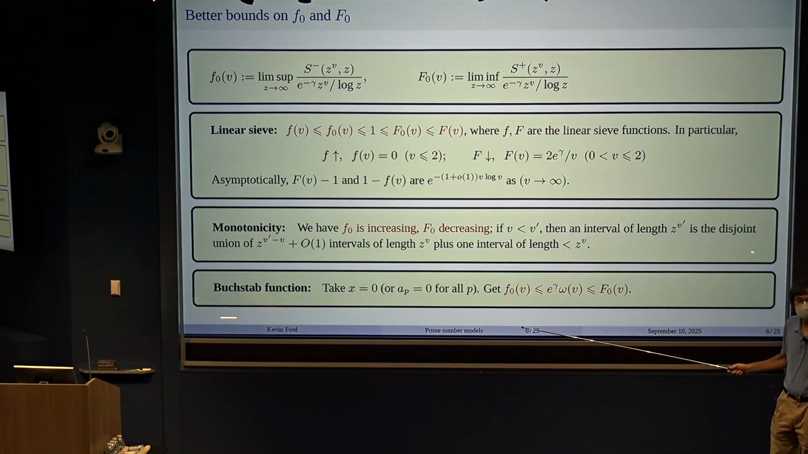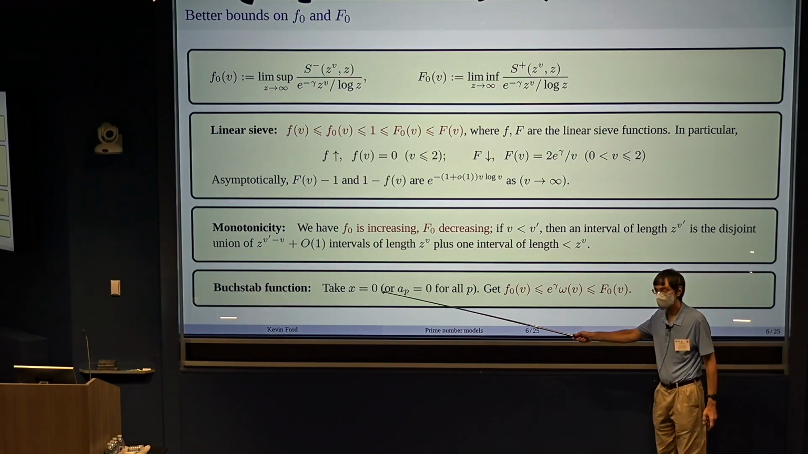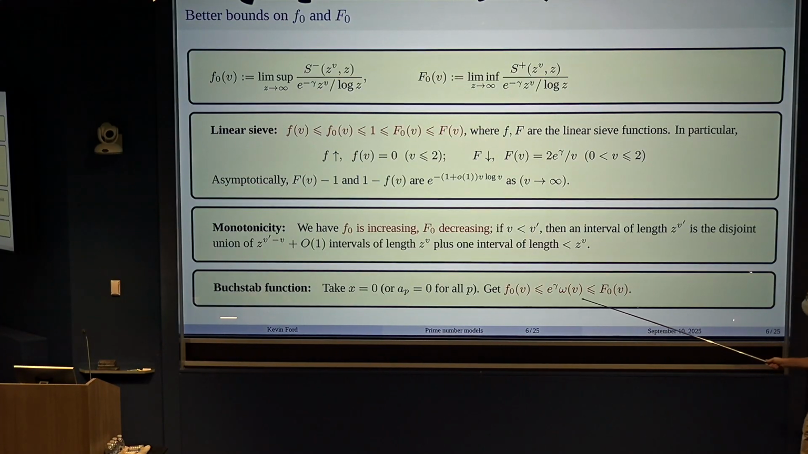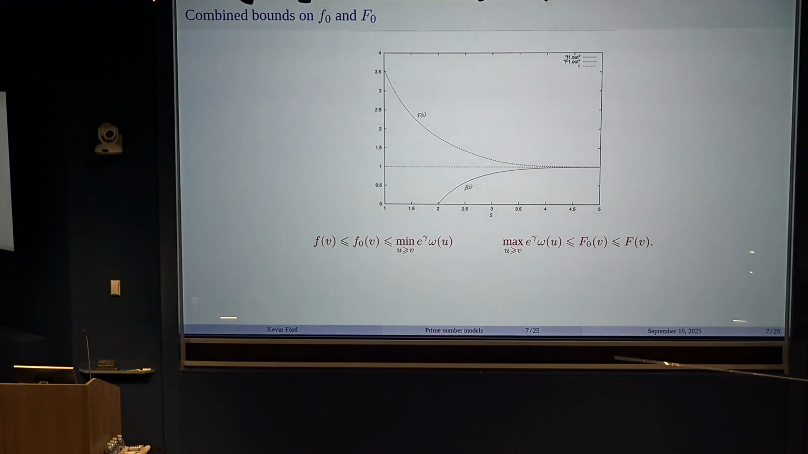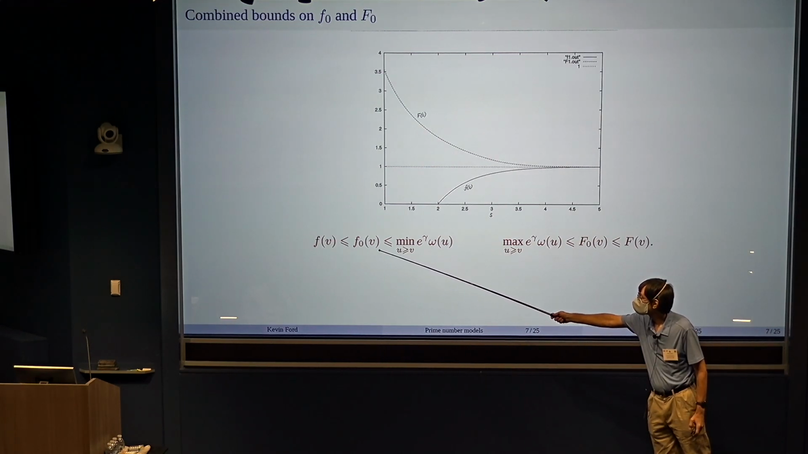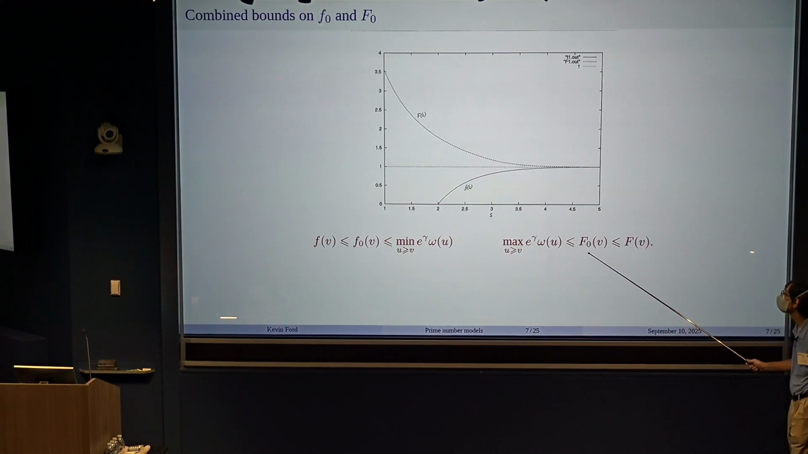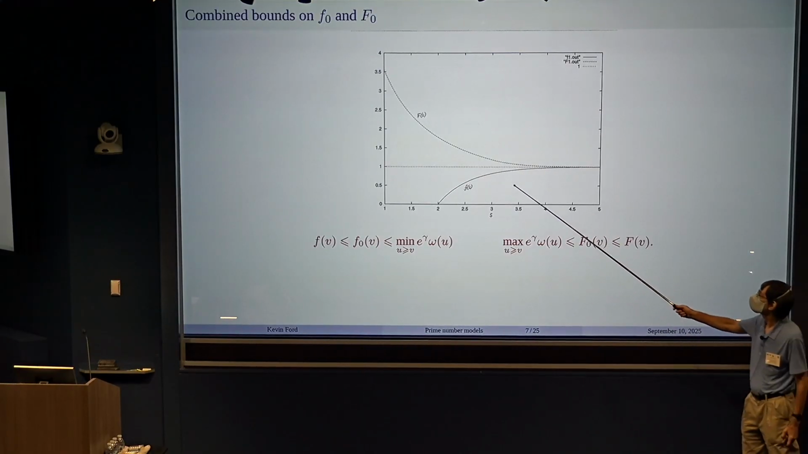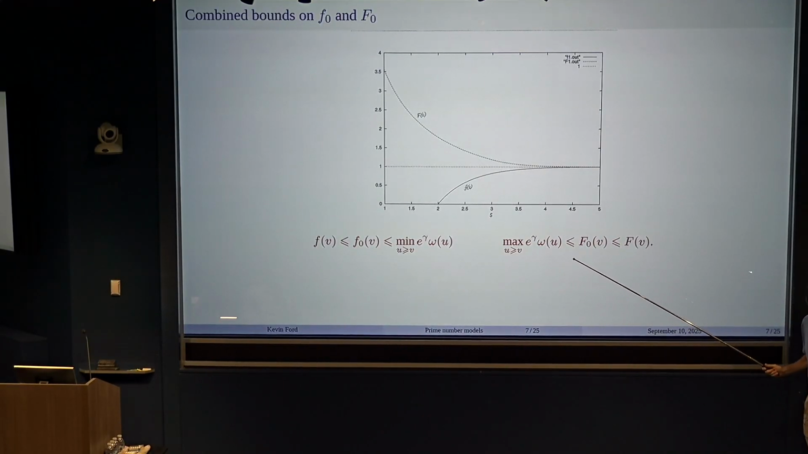If you apply the Buchstabe function, so you take x equals 0, that gives you another set of inequalities for little f0 and capital F0. Now, depending on whether this quantity inside is less than 1 or greater than 1, one of these is already trivial, but the other might be non-trivial. So if you combine all those inequalities, we have now upper and lower inequalities for little f0 and for capital F0. And for reference, I've included graphs of the sieve functions, capital F and little f.